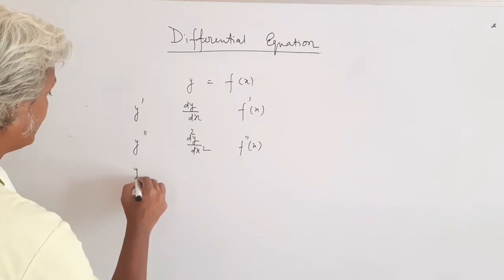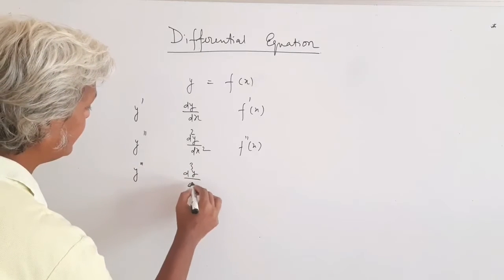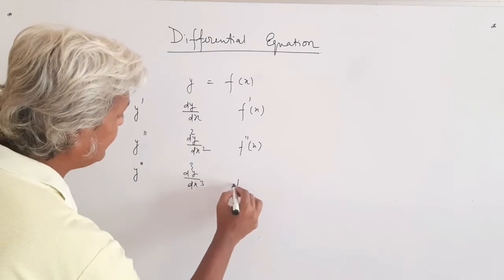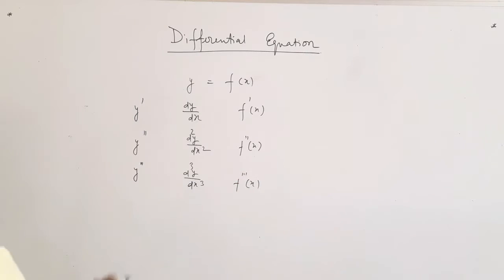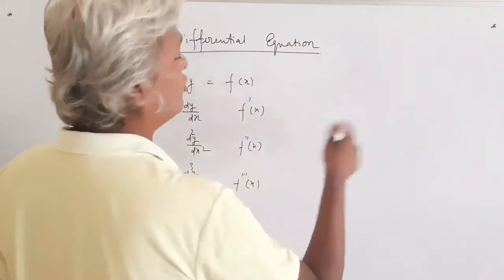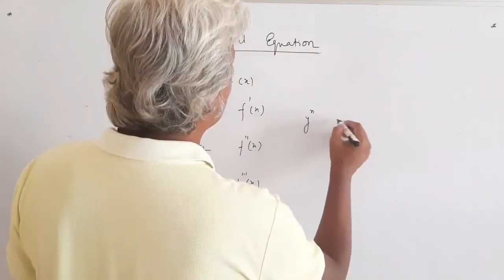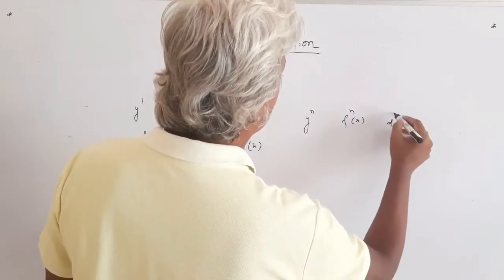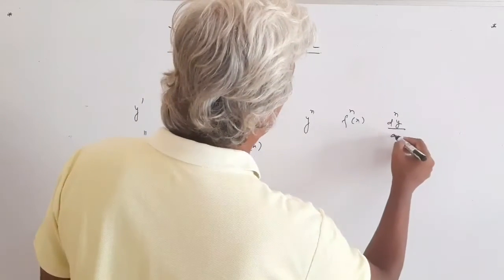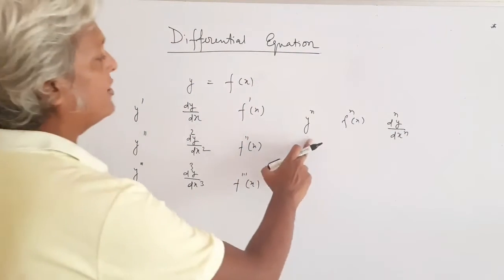Now if I go one more time, y triple dash, d cube y over dx cube, and f triple dash x, this is called the third order differentiation. And then the highest order we can go, keep on going like that, and then finally we can find y^n, or f to the power n of x, or d to the power n y over dx to the power n, and this is called the nth order differentiation.